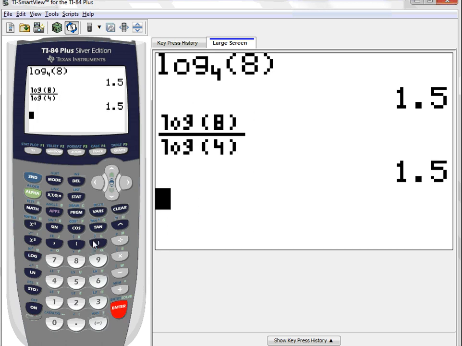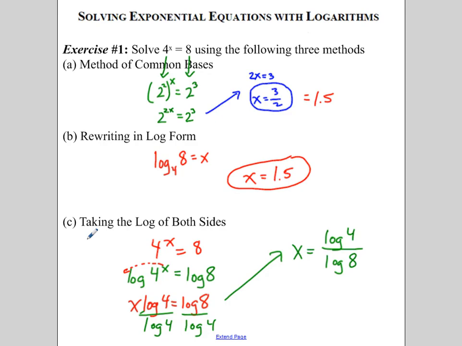Same answer. So log base 10 of 8 divided by log base 10 of 4 equals 1.5. Again, same answer. So 3 methods to get to the same place. X is equal to 1.5. All right. Good to know about. You got to know this one.